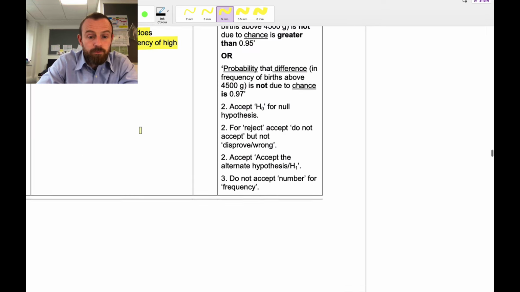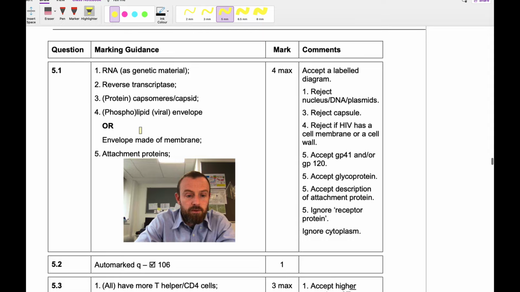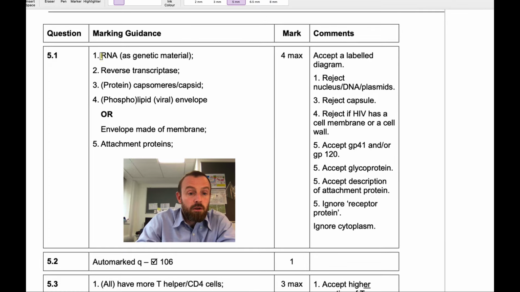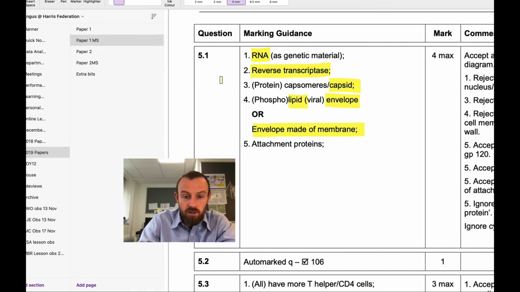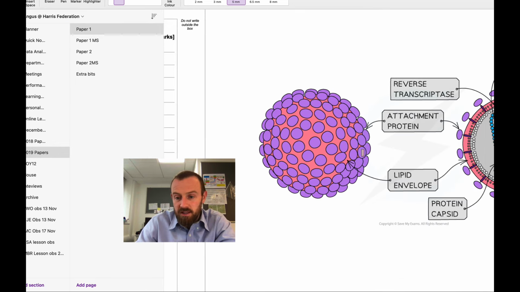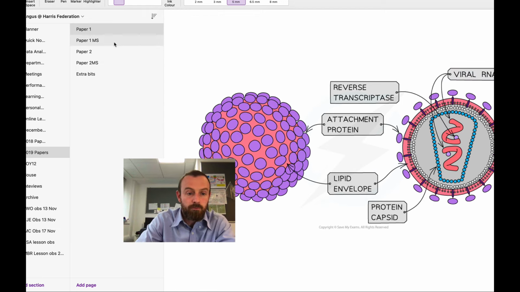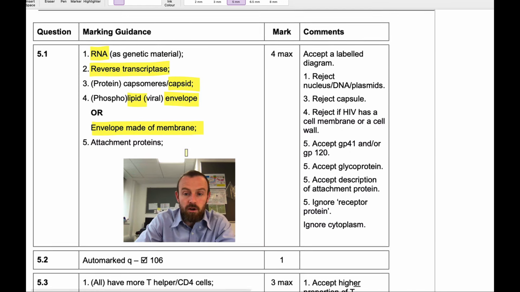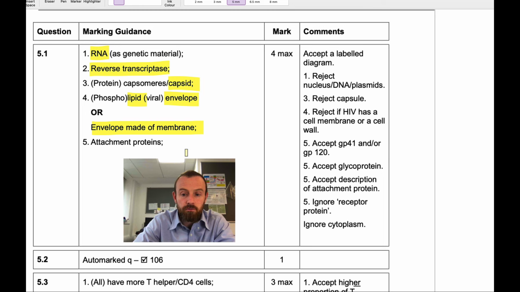Let's check the marks. Okay, 5 different things you could say. RNA, reverse transcriptase, the capsid, lipid envelope, or envelope made of membrane. I didn't say attachment proteins. There are also attachment proteins there. Forgot to highlight those. Where are they? Yeah, these are these spiky bits, the purple bits that protrude from the membrane. So those are the marks. You might have described them as a glycoprotein.